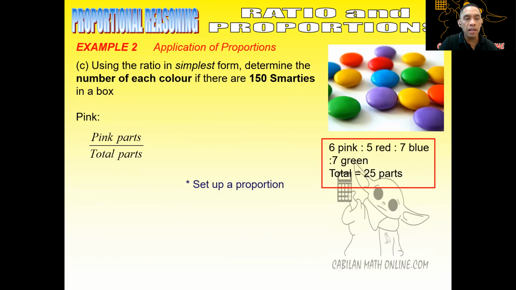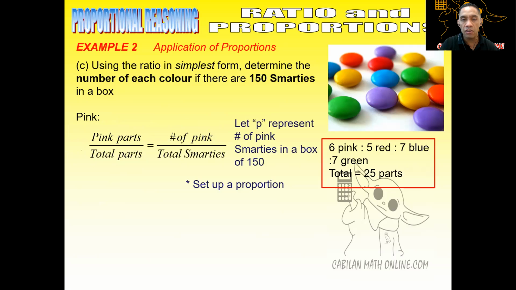The way we're going to do that is to take a look at the total number of pink parts over the total number of parts, which are the numbers in the red box there. So that will make up the left side. On the right side, we're going to solve for the number of pink parts in the box of 150. Since we want to solve for the number of pink, we now need to establish a variable. The way we declare that is we're going to let P represent the number of pink Smarties in a box of 150.